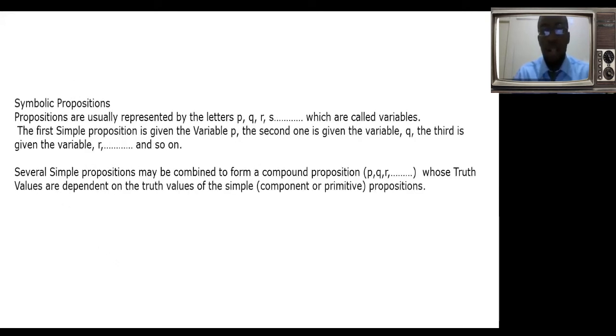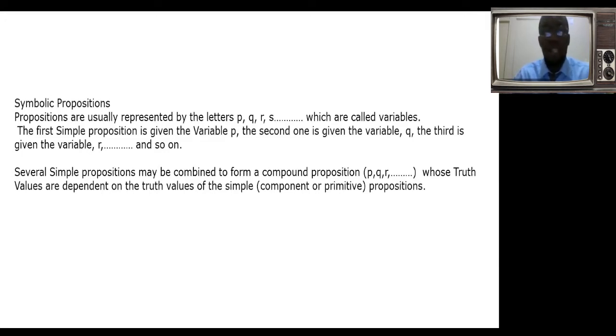All right, now let's look at symbolic propositions. Symbolic, as you know, in mathematics, we always use symbols. For addition, we use the plus sign. Subtraction, we have the minus sign. Multiplication, division. We use symbols to represent operations in mathematics. And likewise, we're going to be using symbols to represent propositions, and these symbols are called variables.